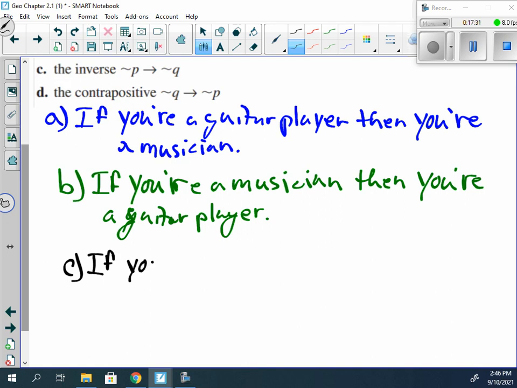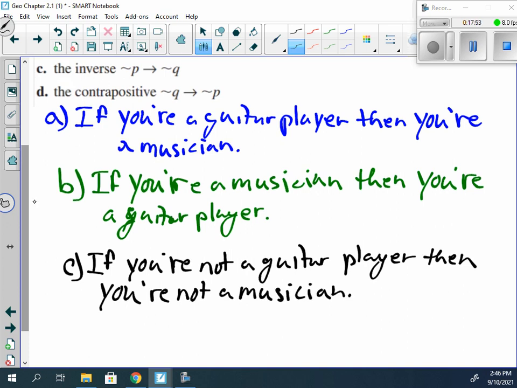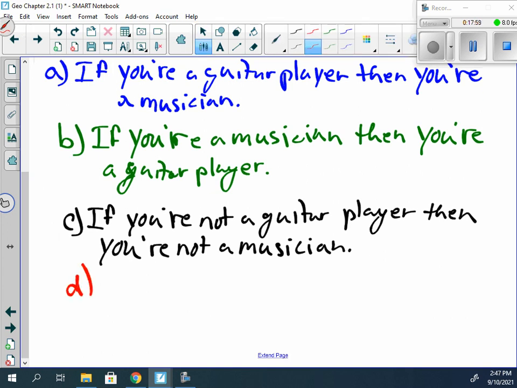Yes, if you're not a guitar player, then you're not a musician. And the last one is the contrapositive.